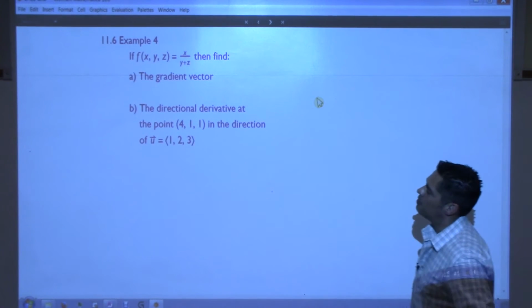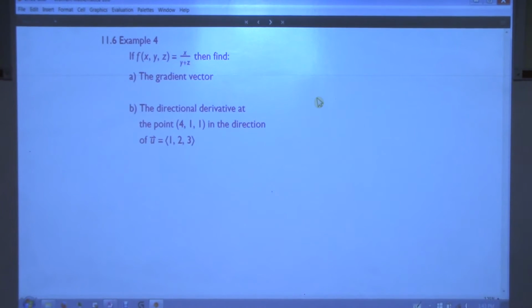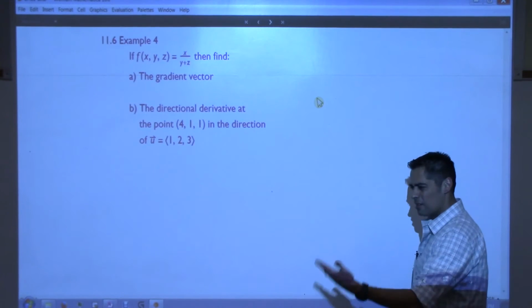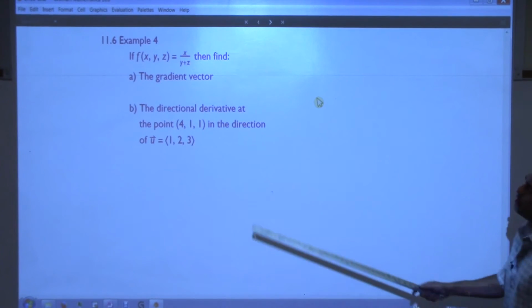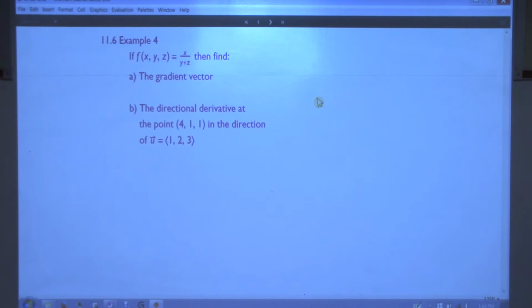Why don't you work on this? See how long it takes you to get through this. You can talk to each other, right? This is not a quiz or anything. I just want to see what you do here. Can everyone read it? I'll make it a little bigger.